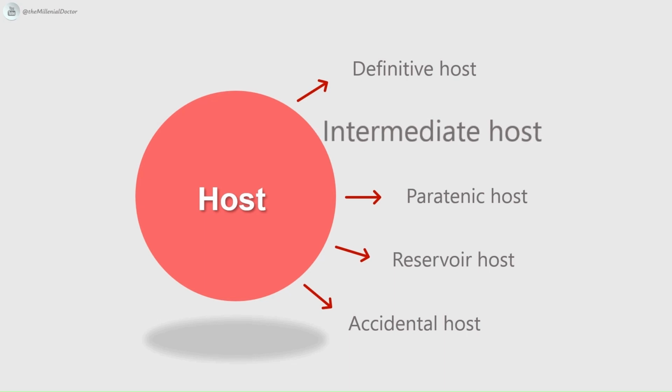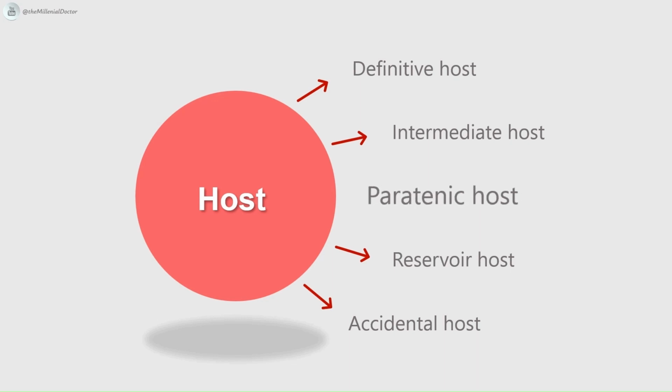Next, intermediate host. It is the host in which the larval stage of the parasite lives or asexual multiplication takes place. In some parasites, two different intermediate hosts may be required to complete different larval stages. These are known as first and second intermediate hosts respectively. Next, the paratenic host. It is a host in which larval stage of the parasite remains viable without further development. Such host transmits the infection to another host.